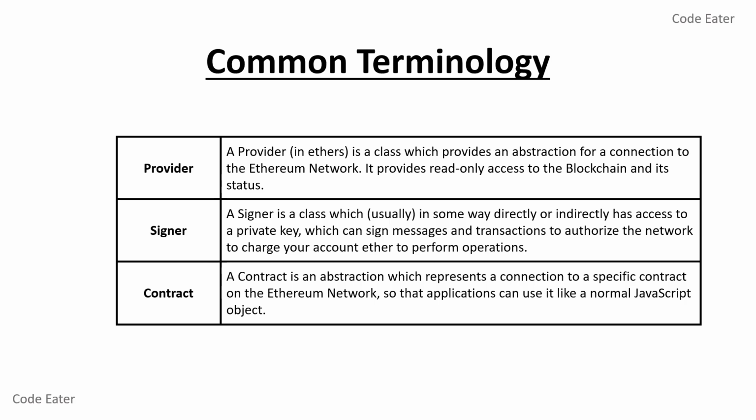But for now, just go to this particular slide so that you have something in your mind regarding all these different terminologies, so that when we are going to use them, you can relate to them. Provider is something required to read the blockchain. Signer is something required to write on the blockchain, to change the state of the blockchain. And contract, so that you can create an instance of a contract and perform all the operations that you want to perform on that particular contract.